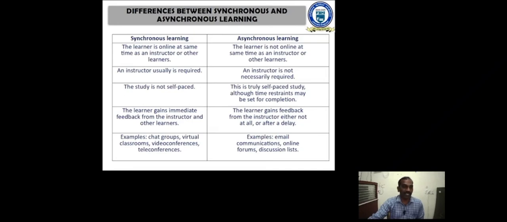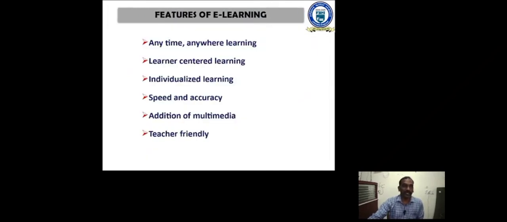Examples of synchronous learning are chat groups, virtual classrooms, video conferences, teleconferences. Examples of asynchronous learning are email communications, online forums, and discussion lists. It's time to discuss the various features of e-learning. Anytime, anywhere learning, learner-centered learning, individualized learning, speed and accuracy, addition of multimedia, teacher-friendly.